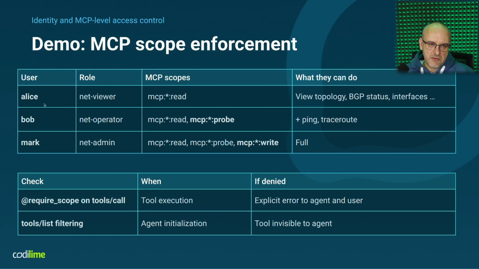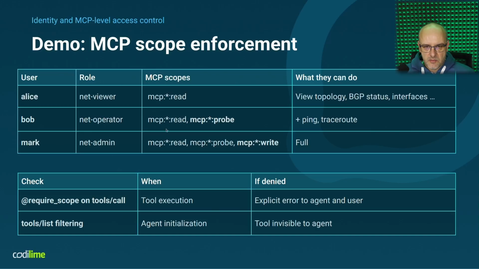But before, I would like to introduce that we will have three example users: Alice, Bob, and Mark. Alice is NetViewer, and her MCP scope is MCP read, which means that she can only execute commands on network devices that are not harmful. They are just exposing information about the topology, interfaces, statuses, etc.